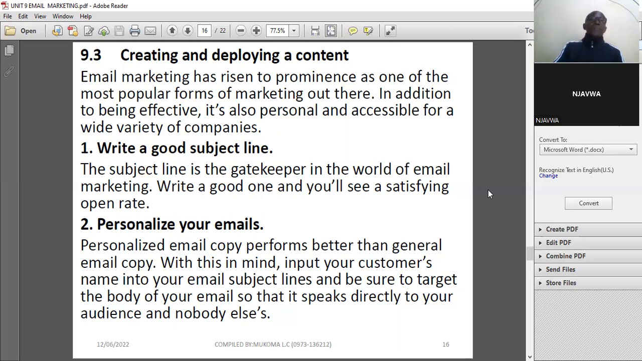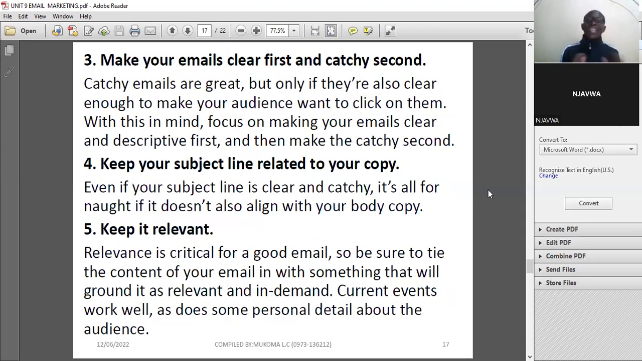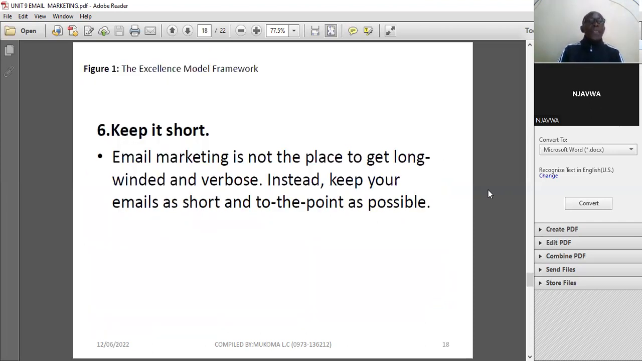So you personalize. Number three, make your emails clear first and catchy second. Let it be clear. People should understand what you want. Keep your subject line related to your copy. Keep it relevant. Don't send things that are not relevant to the people. Then number six, keep it short. People are busy now and they have a lot of things to look at. So don't waste their time by writing a lot of irrelevant things. Keep it short and to the point. They'll be able to read.